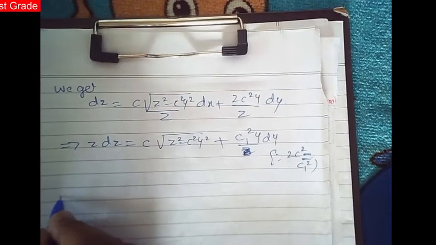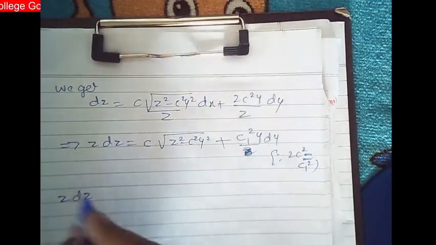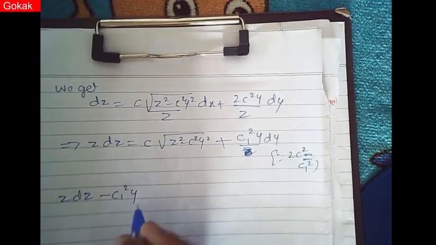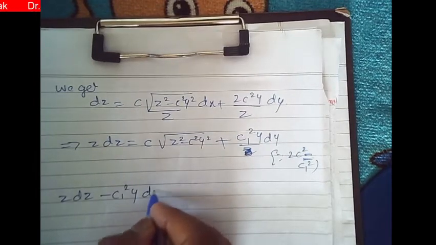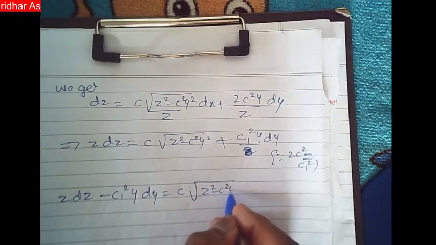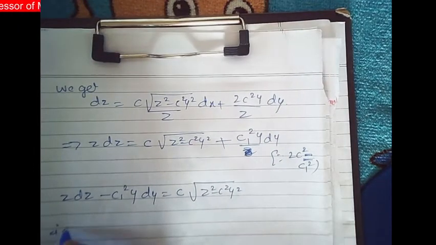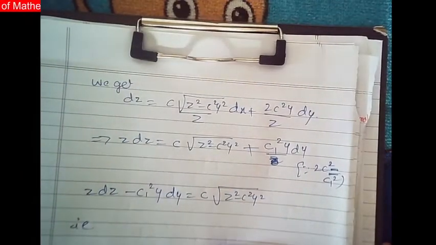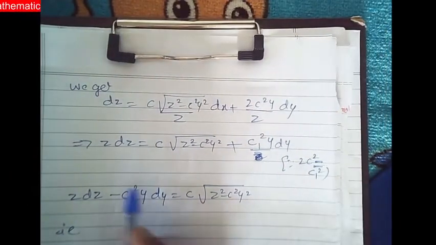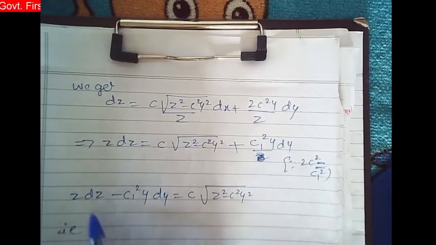So that means z dz, and bring this here, minus c1 square y dy is equal to c square root of z square minus c square y square. Now this term is nothing but what? The differentiation of z square minus c square y square.